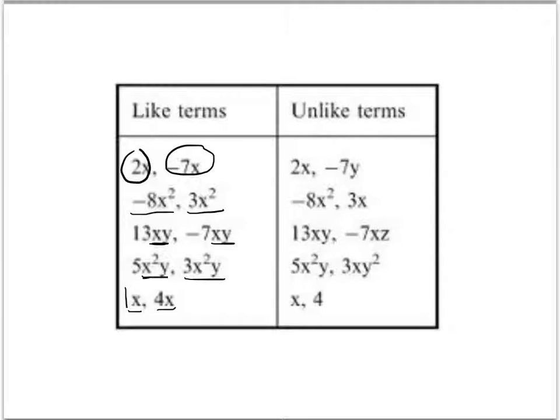If we go to the opposite, unlike terms are terms that have different variables. They're not the same; they're different terms. Here we have an x and a y. We cannot combine them. They are different. x squared and x are also different, because this is x squared and this is x. You can notice that these are all unlike terms as well.